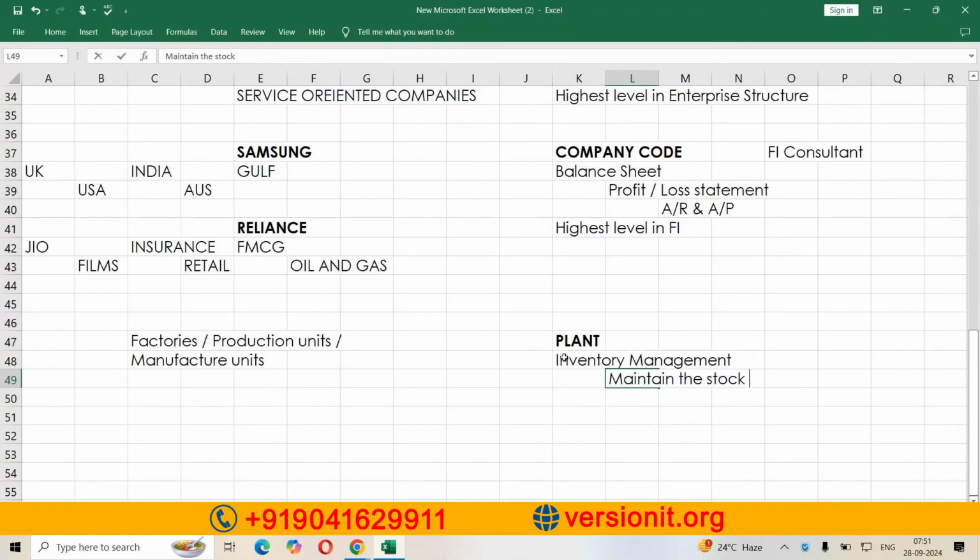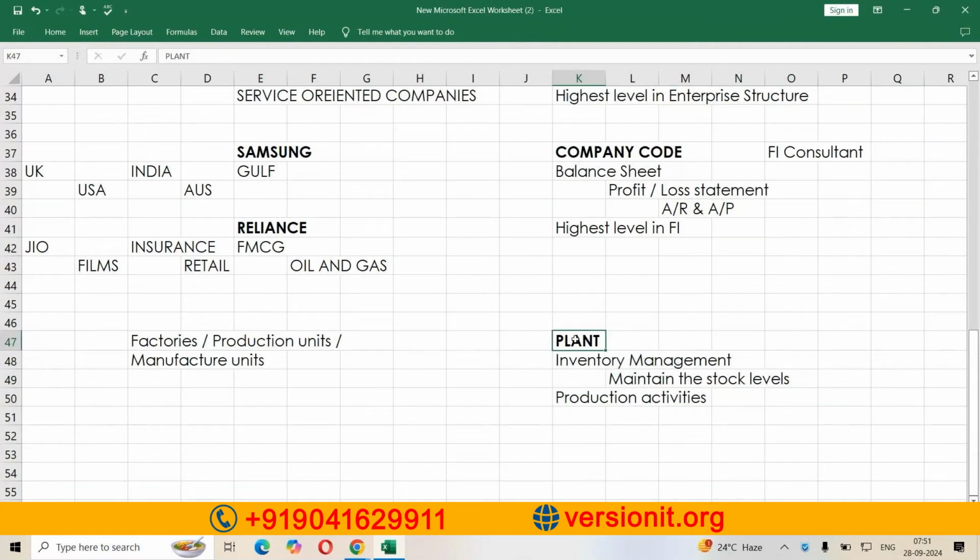When we talk about inventory management, we maintain the stock levels. It can be any type of material: raw material, semi-finished, finished product. We store all the products. So plant is a location where we store the material. Apart from that, we also use this location for production, where I'm going to install all the equipment and machinery to manufacture the product. So the place where stock will be stored and where production activities will be done, we name it a plant.